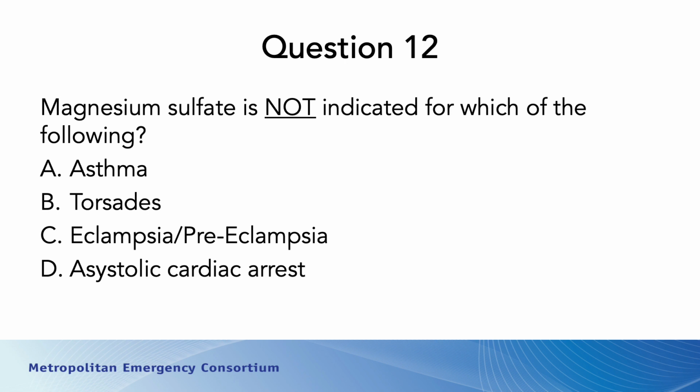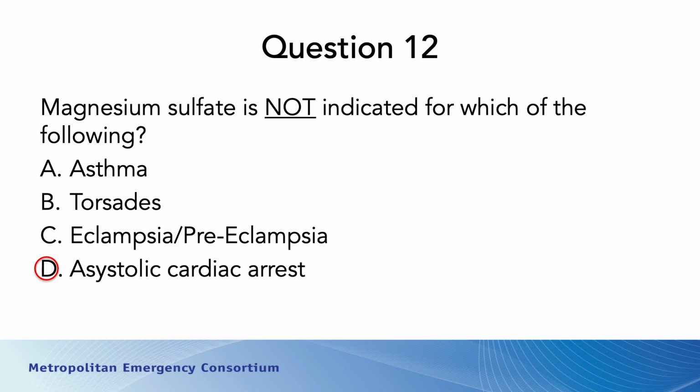Magnesium sulfate is not indicated, so we try to bold and underline the nots or contraindicated. Not indicated for which of the following: asthma, torsades, eclampsia or preeclampsia, or asystolic cardiac arrest. The answer is really asystolic cardiac arrest.